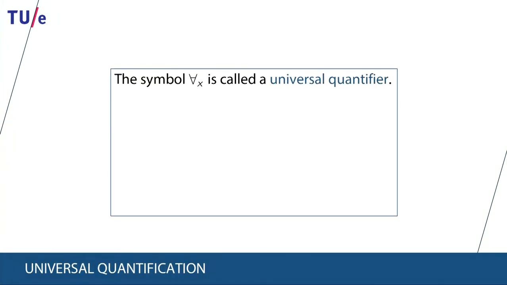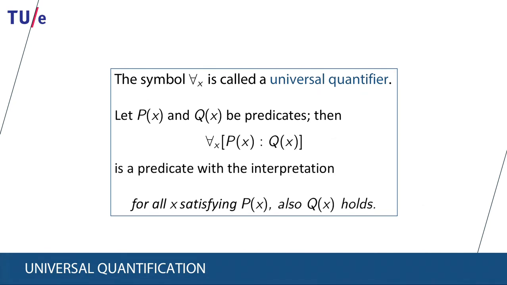We introduce for every variable x a symbol that is written as an upside down A with x as a subscript. These symbols are called universal quantifiers, and we use them to express universal quantifications as follows. Let P and Q be predicates that may or may not refer to some variable x. For clarity of presentation, we add the x between parentheses. This has no formal status, but serves to remind you that the x could occur in the specification of the predicates. Then we express the predicate for all x satisfying P also Q holds with an application of the universal quantifier associated with x to the predicates P and Q.